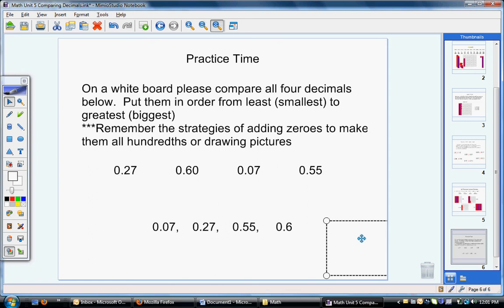Now you know some strategies in order to help you when comparing decimals. Remember, you can add zeros on the end to make them all hundredths, or you can draw pictures to help you as well. Go ahead and continue on with the next part of your center.